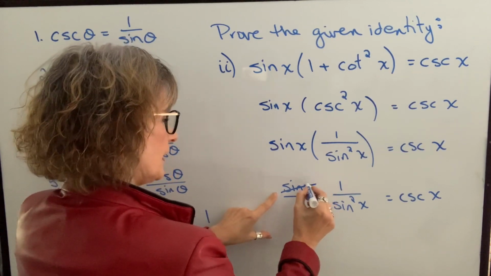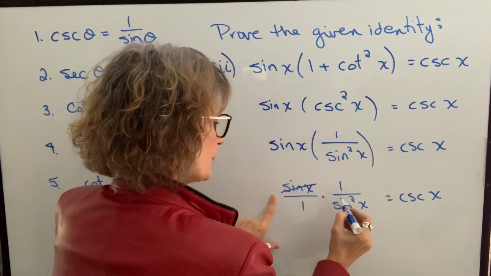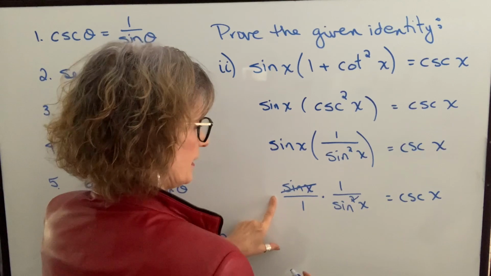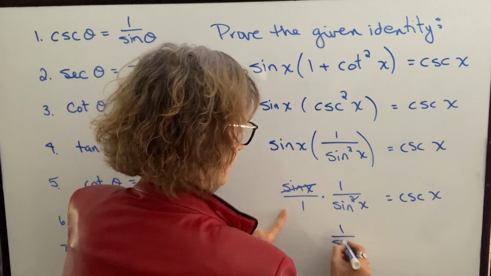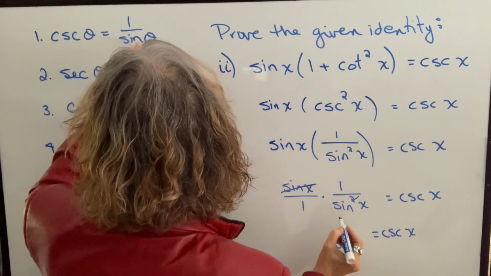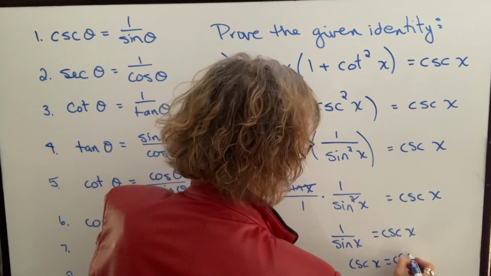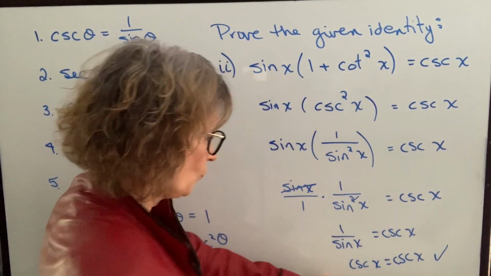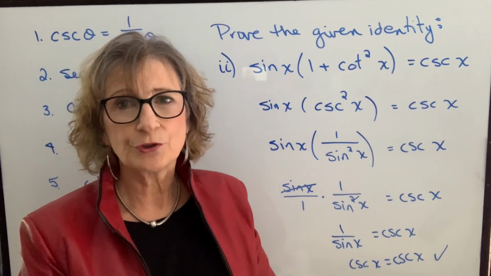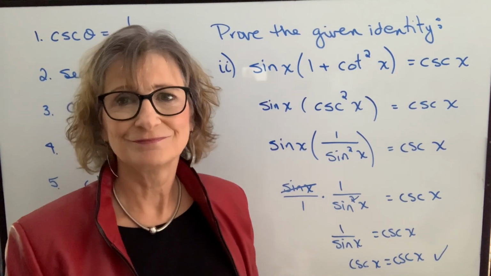I can cancel a factor of sine of x in the numerator and also in the denominator. So when I divide a sine of x into sine squared x, I'm just left with sine of x. So that simplifies to 1 over sine x. And 1 over sine of x, we know, is cosecant of x. Once you have an expression on one side of your proof that's identical to the other side, you're done.